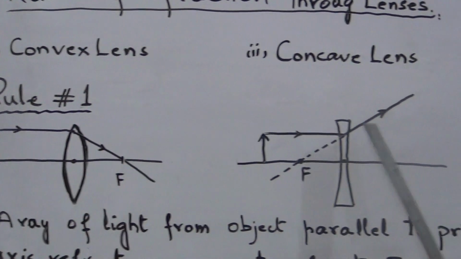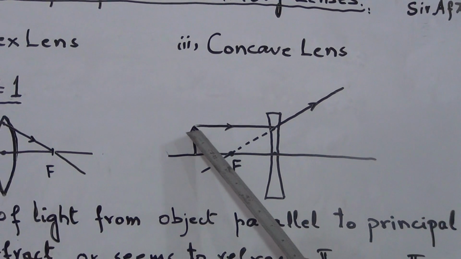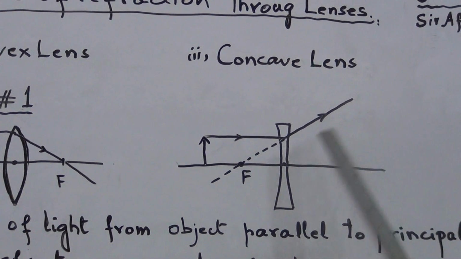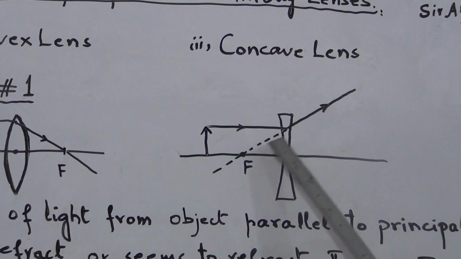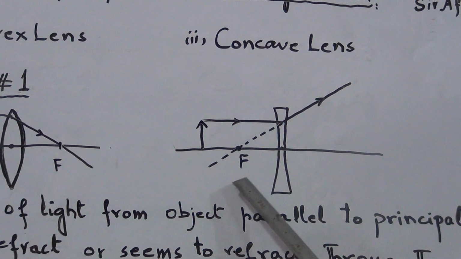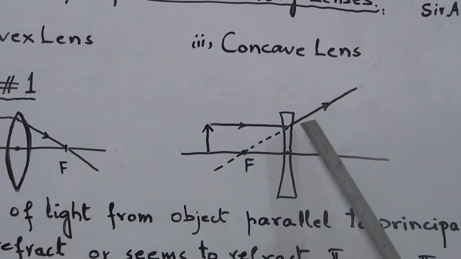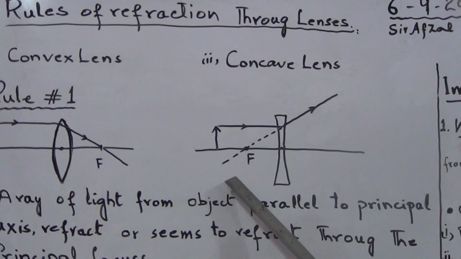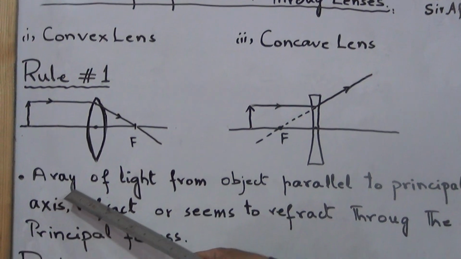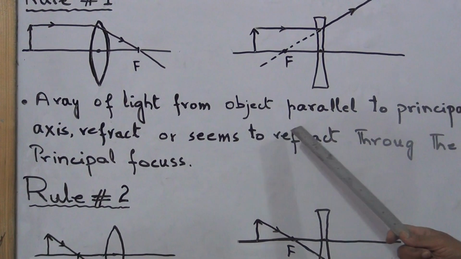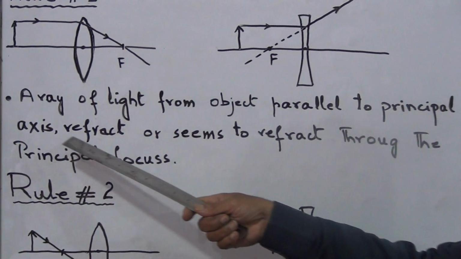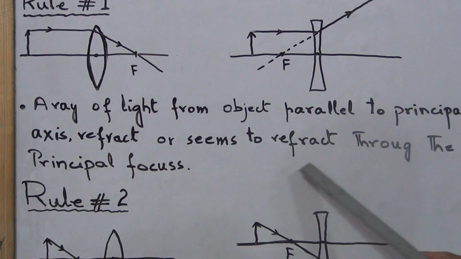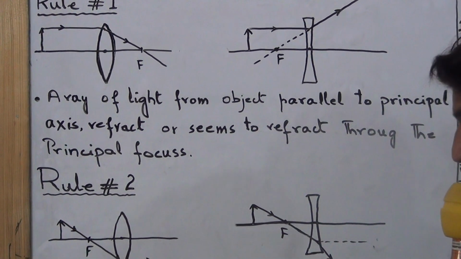If we take the concave lens, in this lens a ray of light coming parallel to the principal axis is scattered but seems or appears to refract through the principal focus. So this is imaginary refraction, it is in dotted line. So you can write it: a ray of light from the object parallel to the principal axis refracts or seems to refract through the principal focus.